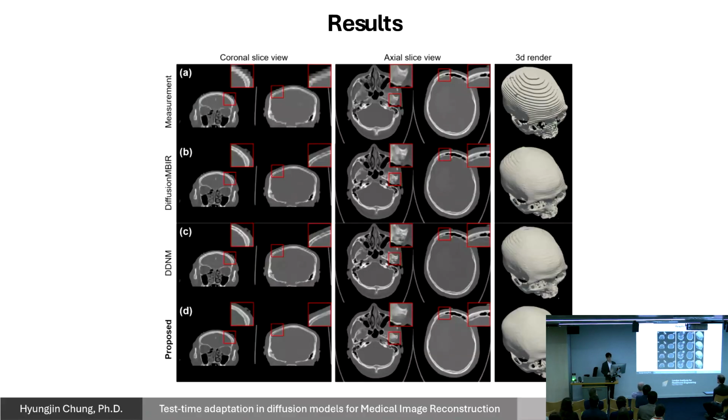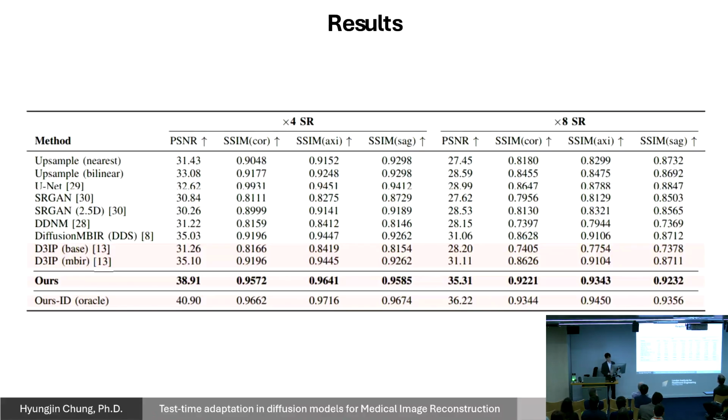And so here are some of the results. Since we don't have ground truth skull data for this data set, we can't really do quantitative evaluation, but from what it looks like, it definitely does a better job at restoring this volume, especially as seen from the 3D render.